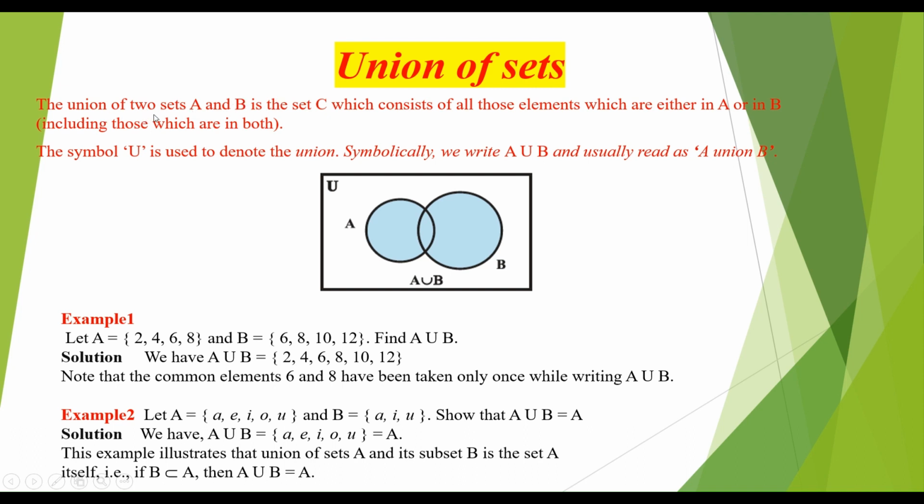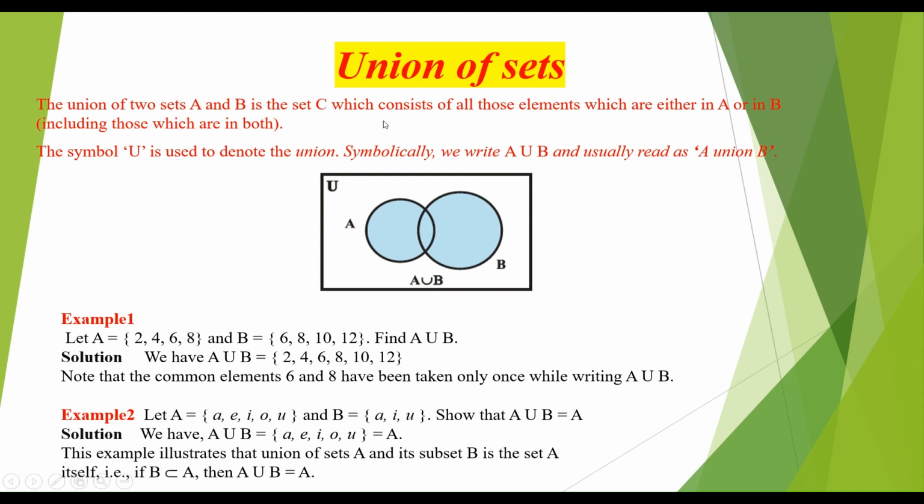The union of two sets A and B is the set C, which consists of all those elements which are either in A or in B, including those which are in both. I hope you are clear with the definition. When do we call it the union of sets? When the elements of set A and set B are both present in the set C. Okay, both the elements of set A and set B.